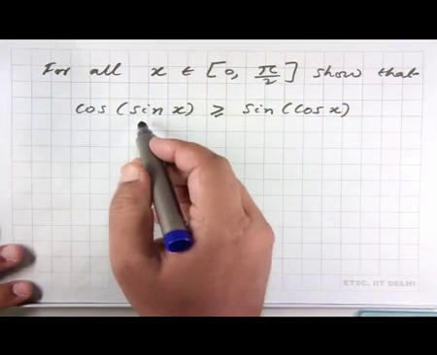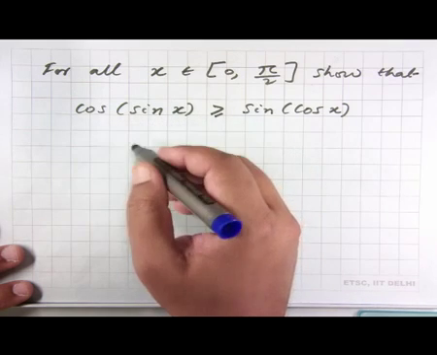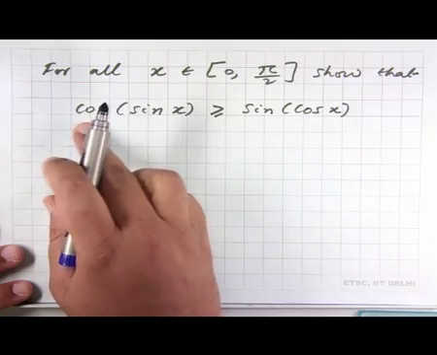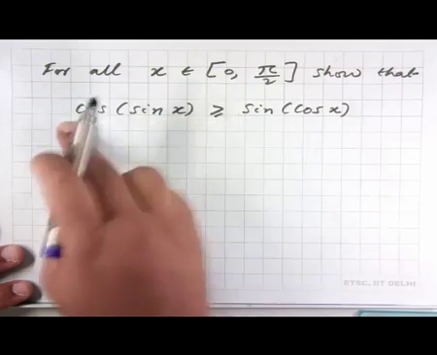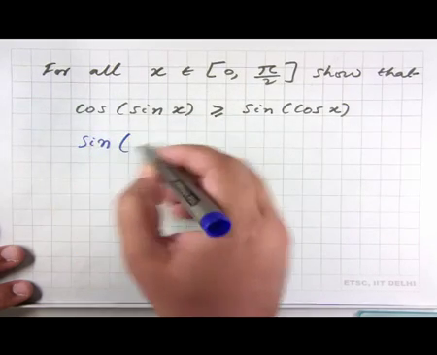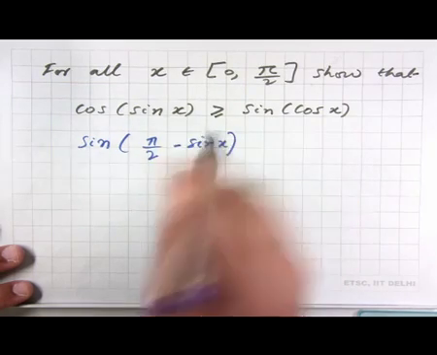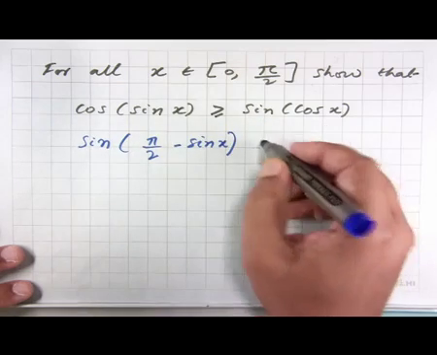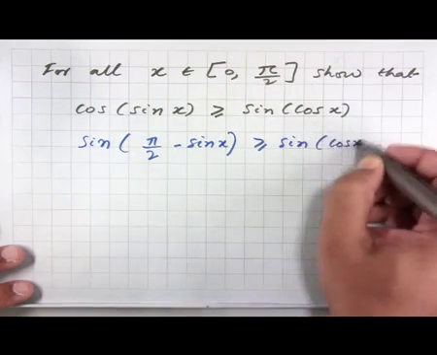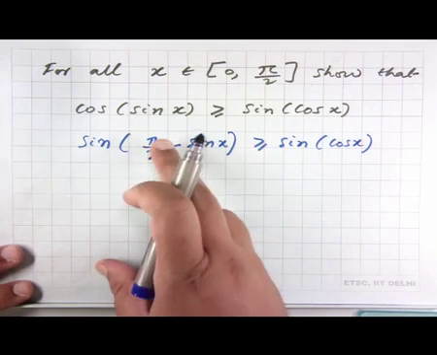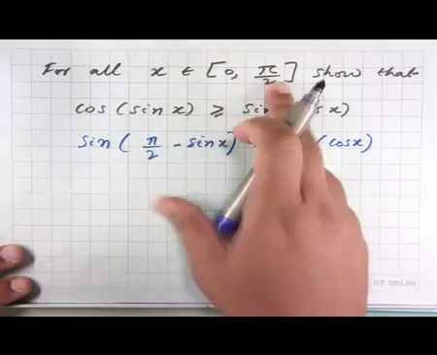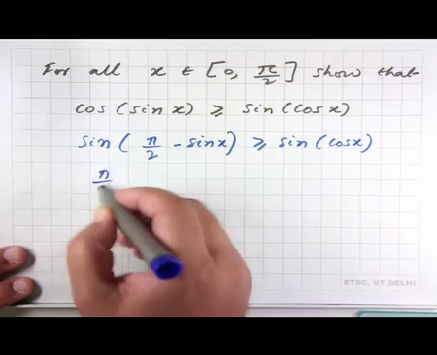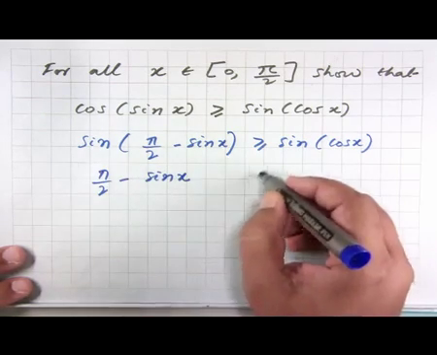So, for this it seems that we need to use the identity that sine of pi by 2 minus x is equal to cos x, and a similar identity for cos. So, we can start with sine. So, this term on the left hand side can be written as sine of pi by 2 minus sine x, because cos theta is equal to sine of pi by 2 minus theta. So, if you want to show this, it is equivalent to show that this is greater than equal to sine of cos x. Now, remember it is said that x has to belong to the interval 0 to pi by 2. So, when x belongs to the interval 0 to pi by 2, let us examine the relation between pi by 2 minus sine x and cos x.